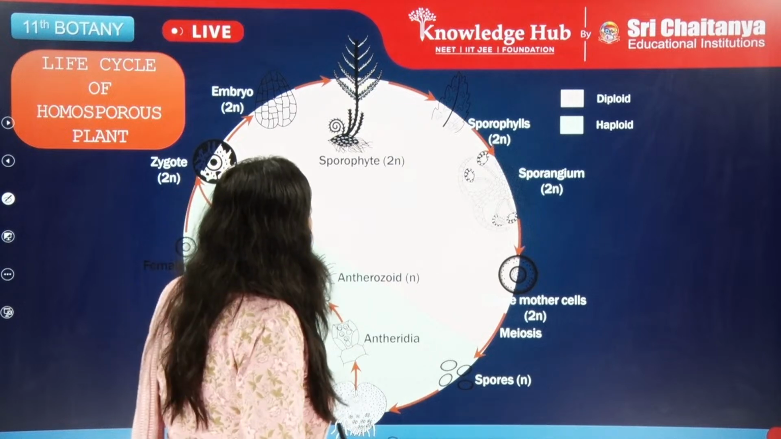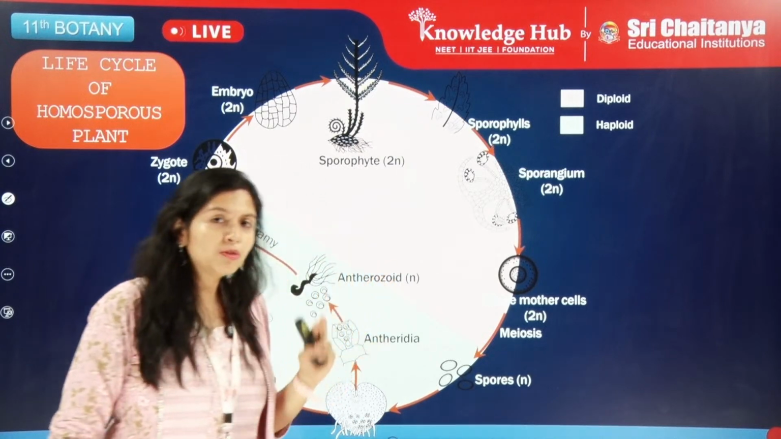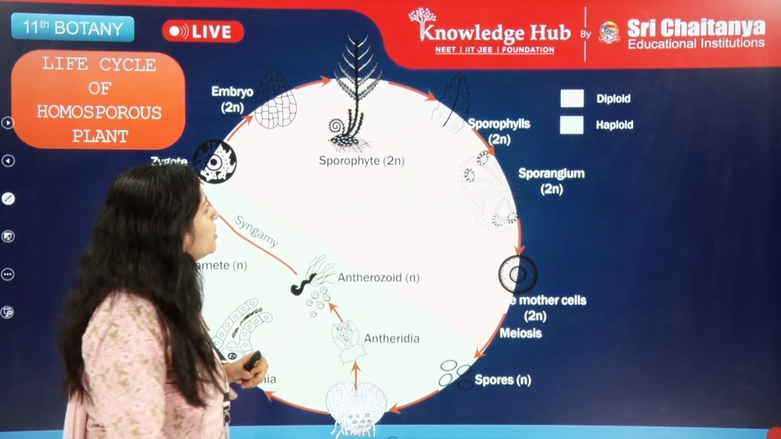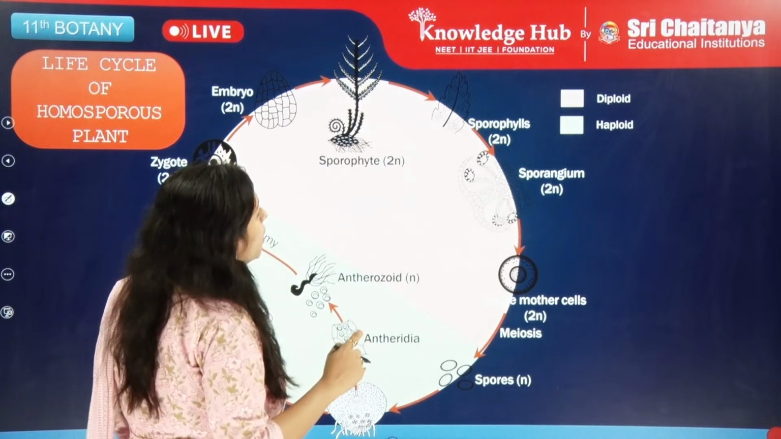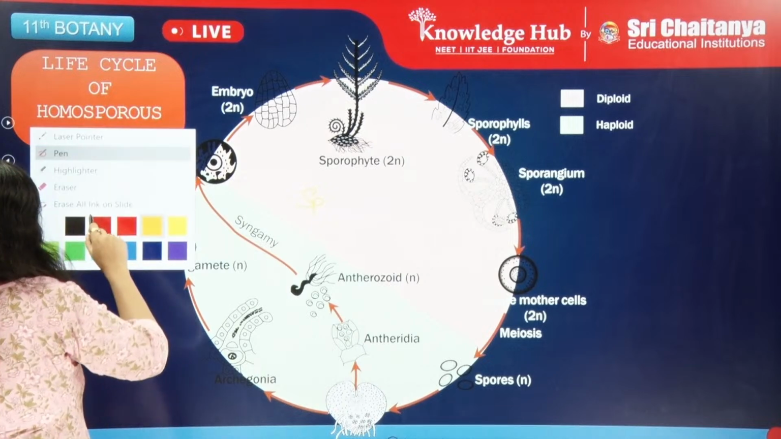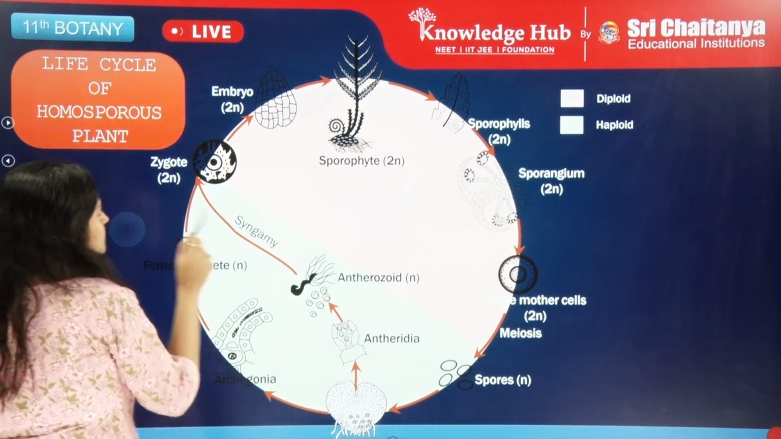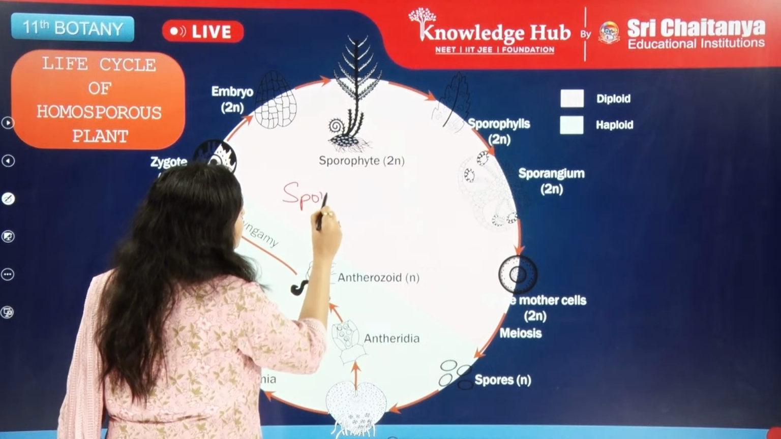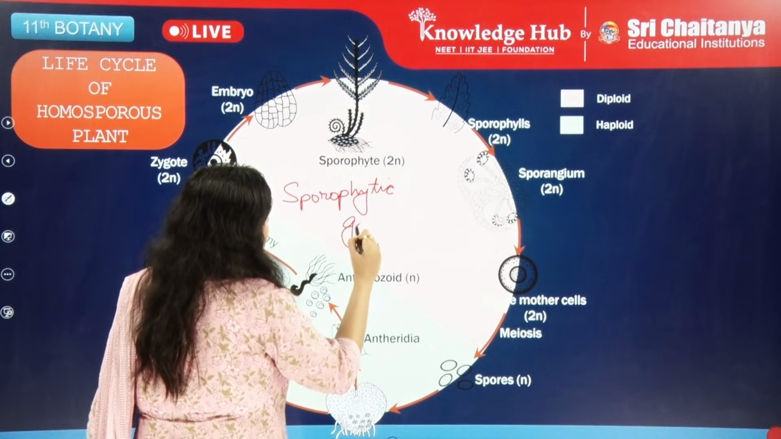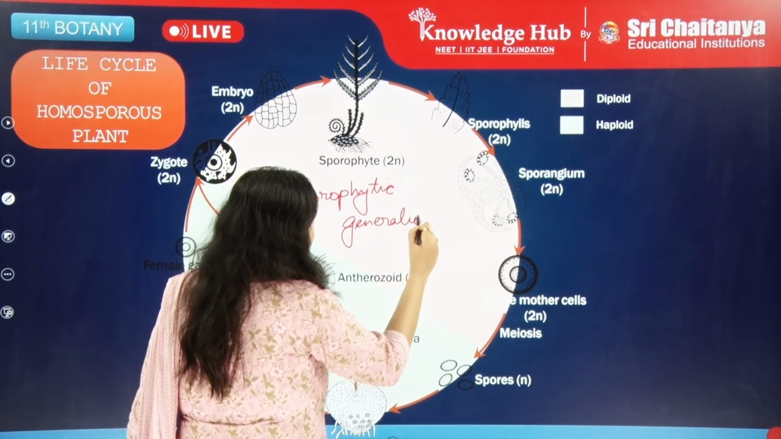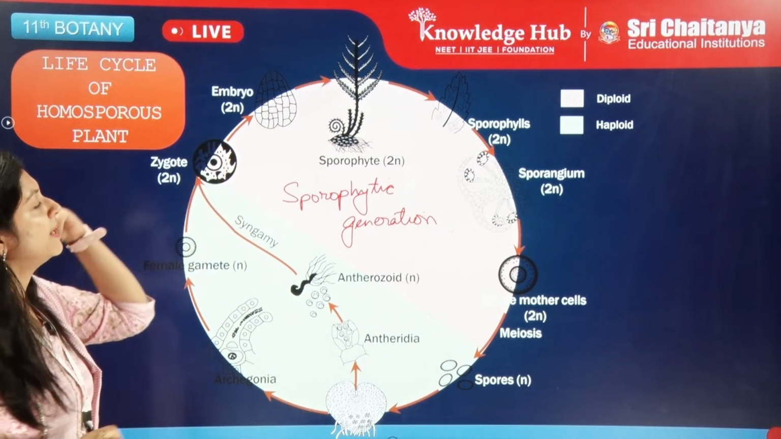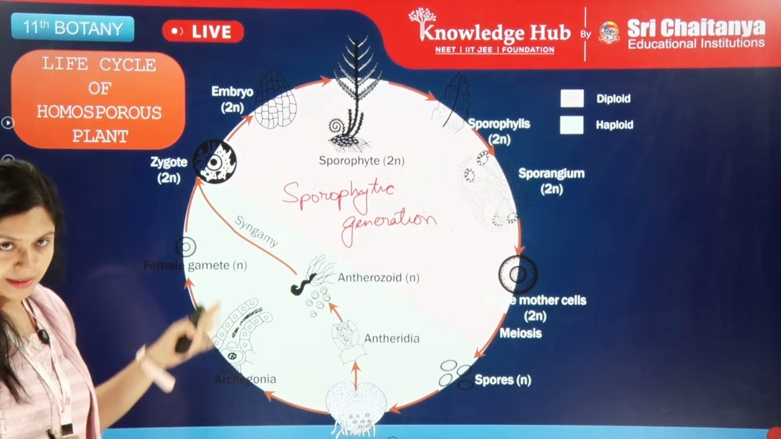Here, let's see the sporophyte first. The sporophyte definitely belongs to the sporophytic generation. This one is diploid, coming under the sporophytic generation. So what about this sporophytic generation? This one is having a sporophyte.